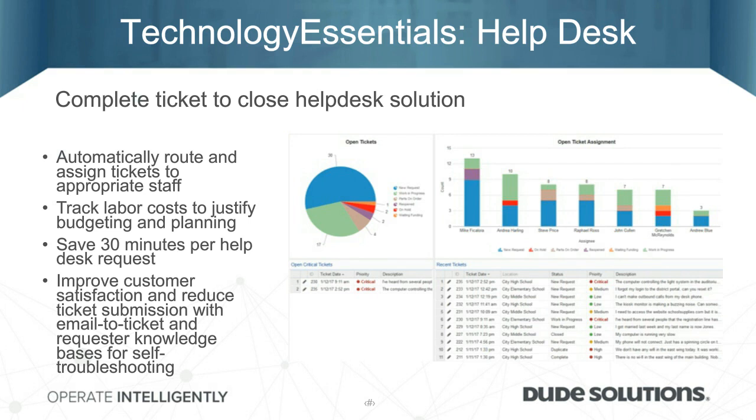It's got routing rules built in. You can assign tickets to appropriate staff. You could track labor, track purchases. Helps you obviously save minutes per help desk request. We want to help you save time. Time is money. And improve customer satisfaction, reduce ticket submission. We have email to ticket, and we have a knowledge base coming for self troubleshooting.